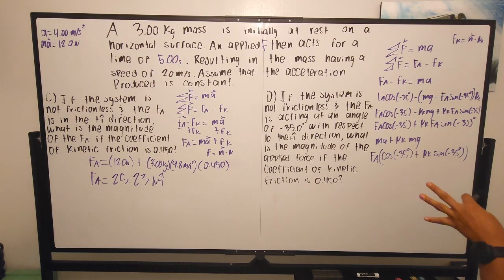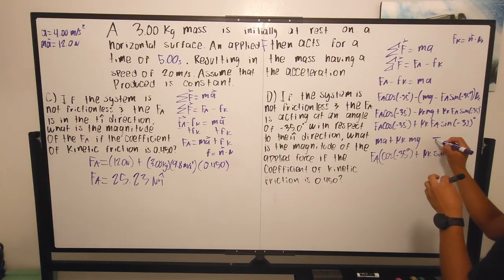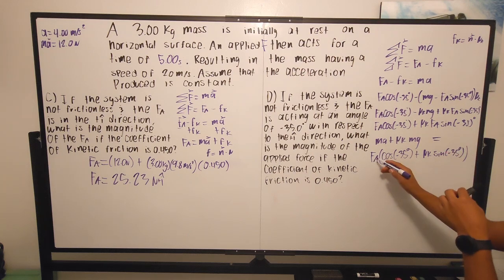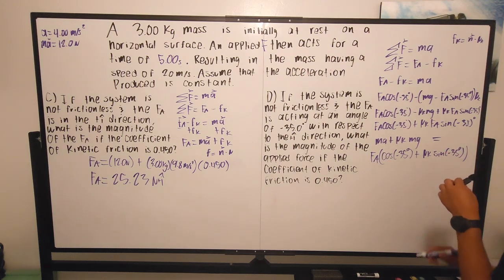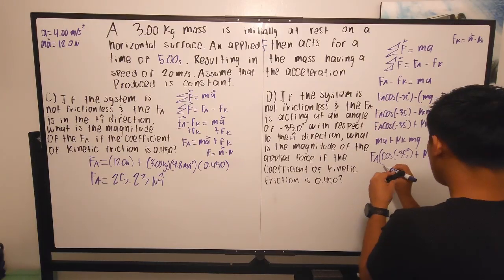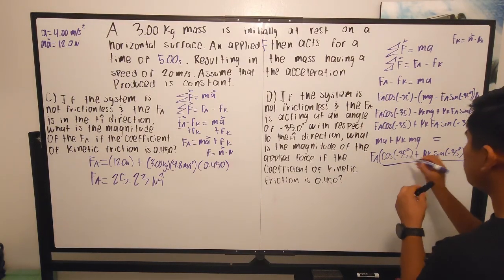I know it's going to get weird and messy here, but we have this equation which is ma plus mu k times mg equals all of this. And finally, to isolate FA, the force applied, I'm going to divide this side by this thing, and I'm going to divide this whole thing by this as well.